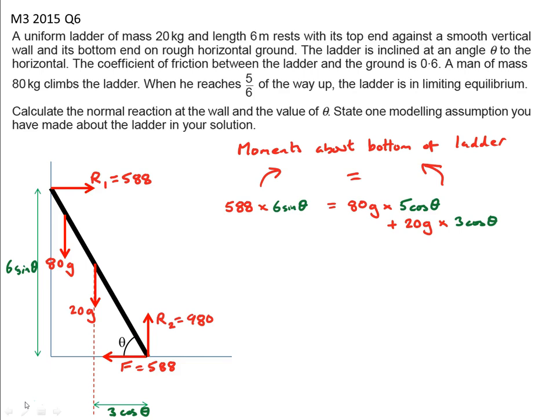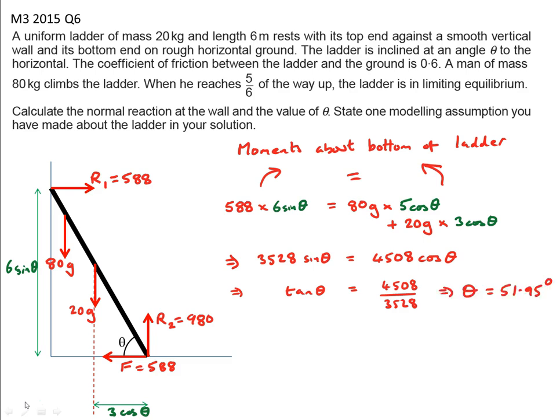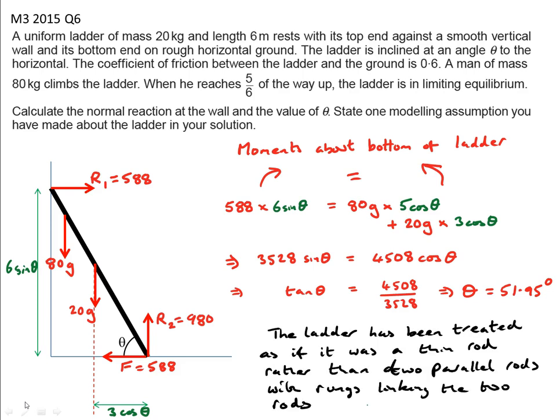So tidying that up now, we've got 3,528 sine theta is equal to 4,508 cos theta. So we've got tan theta is 4,508 divided by 3,528. So theta is just under 52 degrees. Throughout the question, we've been assuming that the ladder is basically a uniform thin rod, rather than it being two parallel rods linked with a whole series of rungs.